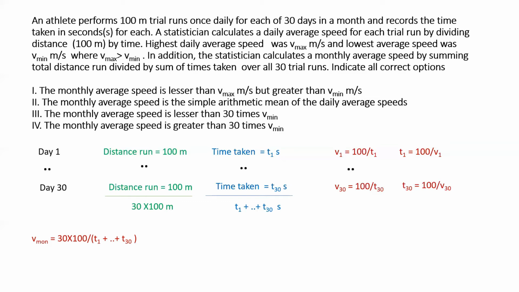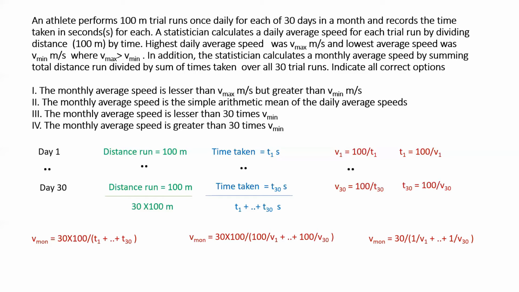And in this one, if we replace t by v, so we replace all the t's by the corresponding v's in the denominator, we basically get this. And then the 100 gets cancelled out from numerator and denominator, and we are left with this one.